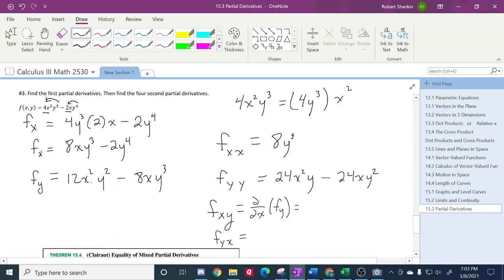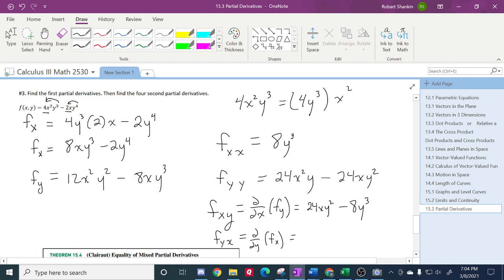And I come back over here and I'm going to get 24xy squared. And to take the partial of this with respect to x, I'll just get the minus 8y cubed. And this might mean the partial with respect to y of f x. So you're doing one of each.